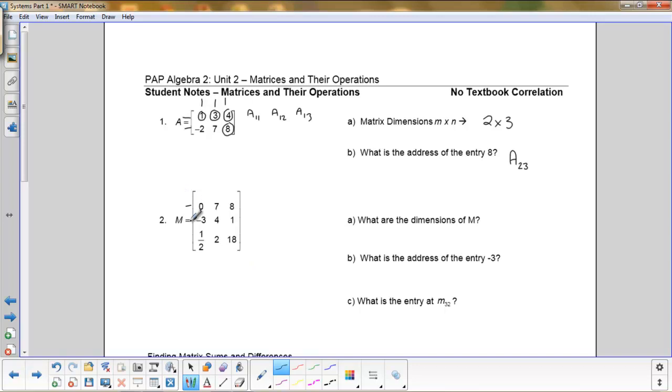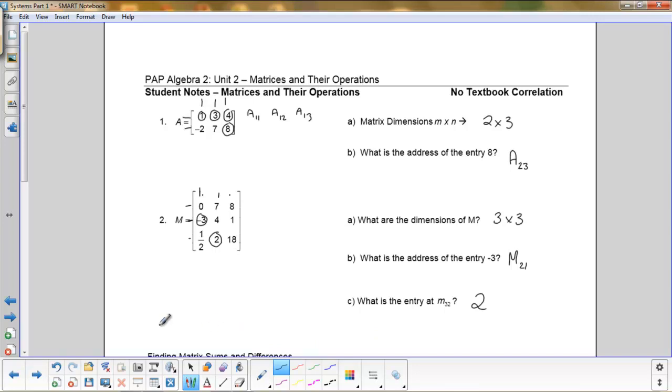All right, so I got 1, 2, 3 rows, 1, 2, 3 columns. So the dimensions of matrix M is a 3 by 3 matrix. Always start with rows followed up by columns. The address of the entry at -3 is there. That's at row 2, column 1. So it's M2,1. And then it's asking for the entry at M3,2. So I'm going to go row 3, column 2, and that is the value of 2.